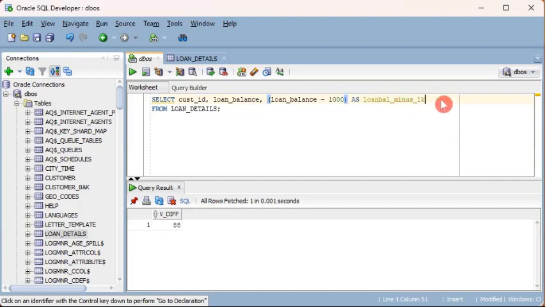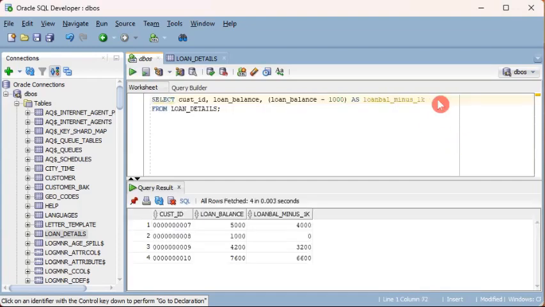Okay, let me execute this one. So there you have it. The first two columns are from the table, and the third is simply the result of the subtraction being done by this expression, loan balance minus 1,000. So let's examine one by one. If you go to your loan balance column over here, we can see exactly what is being done by this expression: 5,000 minus 1,000, then it puts on the third column 4,000. Let's examine here, 1,000 minus 1,000, it becomes 0, and it puts that value in here.